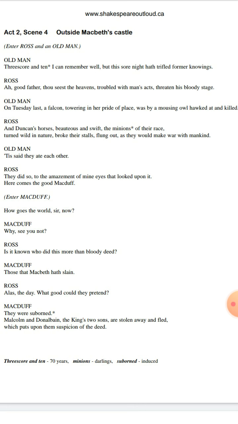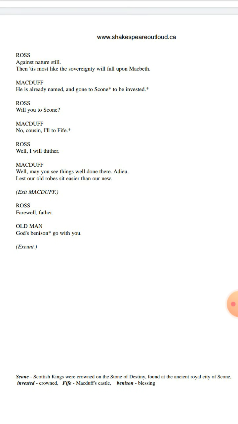Rose: Against nature still! Thriftless ambition, that will ravin up thine own life's means. Now Rose says this is most unnatural. What a vaulting ambition, which could destroy that which keeps you alive. Then it is most like the sovereignty will fall upon Macbeth. And Rose says that then most probably Macbeth will succeed to the throne of the king.